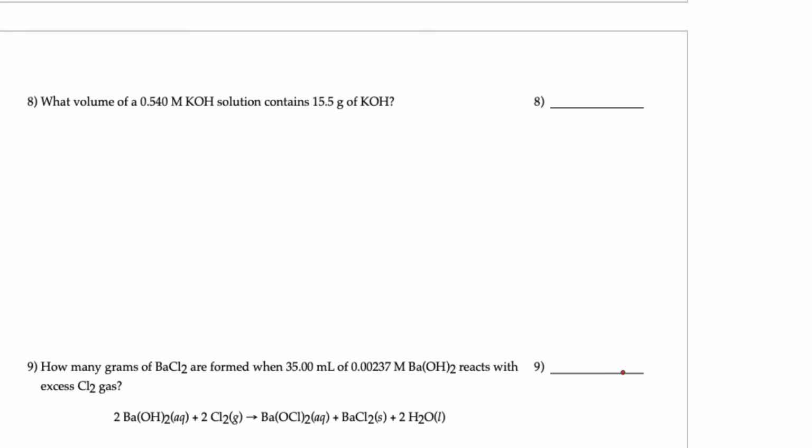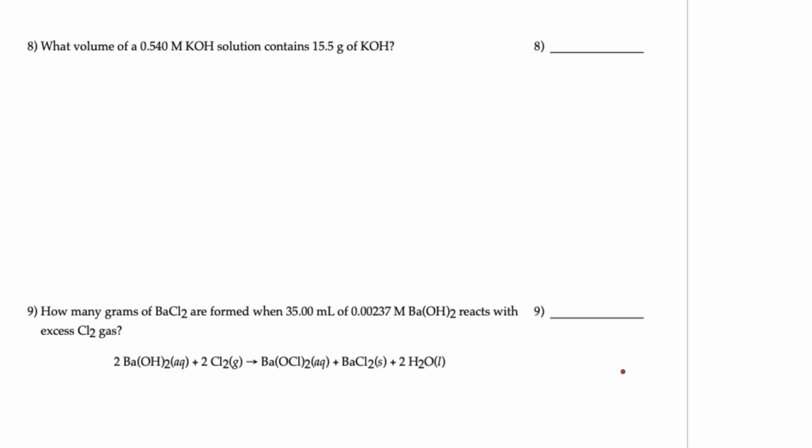Okay, number 8. What volume of a 0.54 molar potassium hydroxide solution contains 15.5 grams of potassium hydroxide? So first thing we need to do is convert the grams of potassium hydroxide to moles.